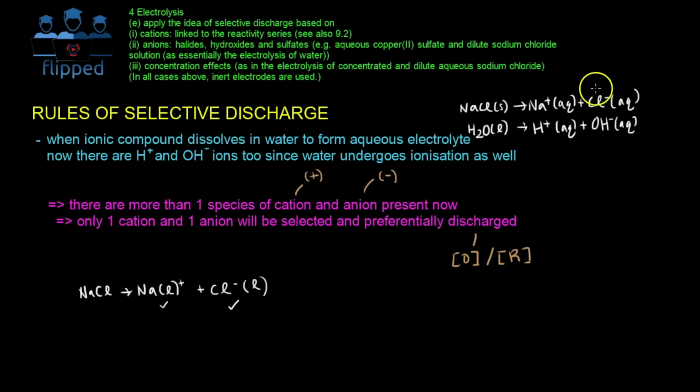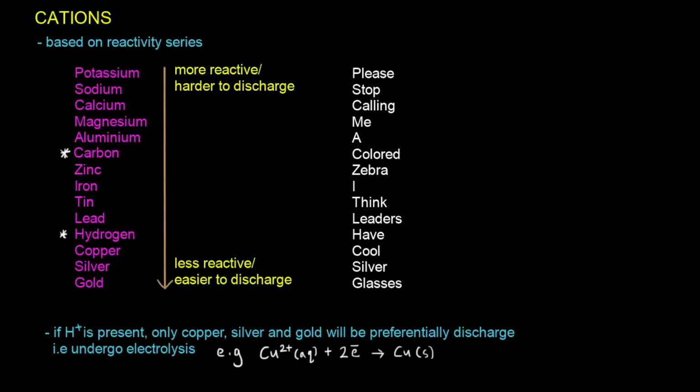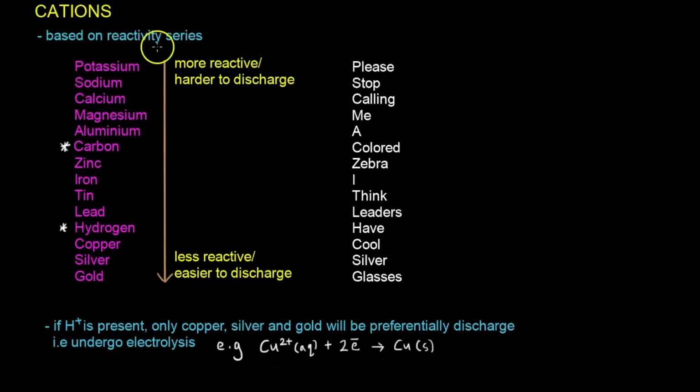So back to this example, we can see that for the plus charges, there are two to choose from. The minus charges, there are two to choose from. So which one I choose to oxidize and reduce is very important, and that's why we have rules governing it. Let's start with how to choose for cations. So for cations, how we choose is based on the reactivity series.